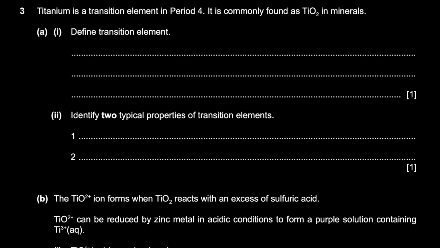So here we have question number 3. It says titanium is a transition element in period 4. It is commonly found as TiO2 in minerals. Define transition element.